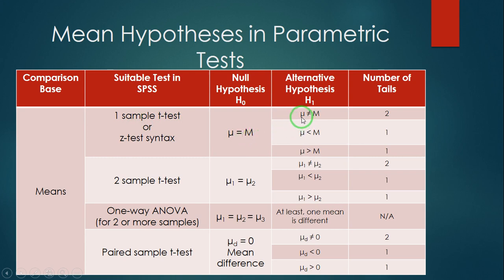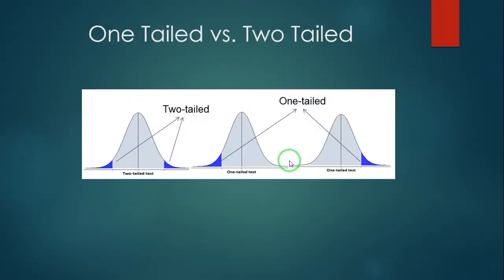And the alternative hypothesis could be one of these three forms. The first one, mu is unequal to m, which is a two-tailed test. And for the second and the third one, mu is smaller or greater than m, which are one-tailed tests. Here in this picture, you can see the differences between two-tailed and one-tailed tests. So in two-tailed tests, we have two critical values, but in one-tailed tests, we have just one critical value.